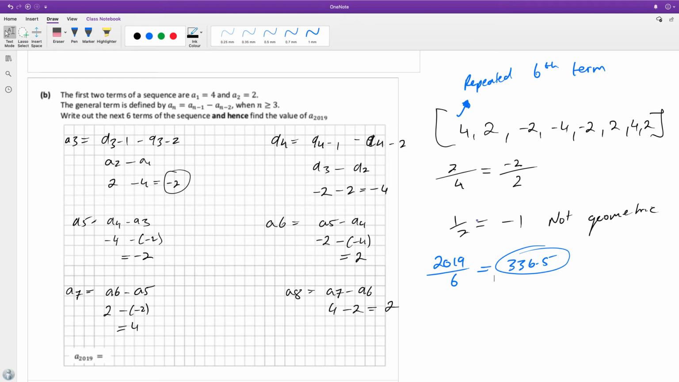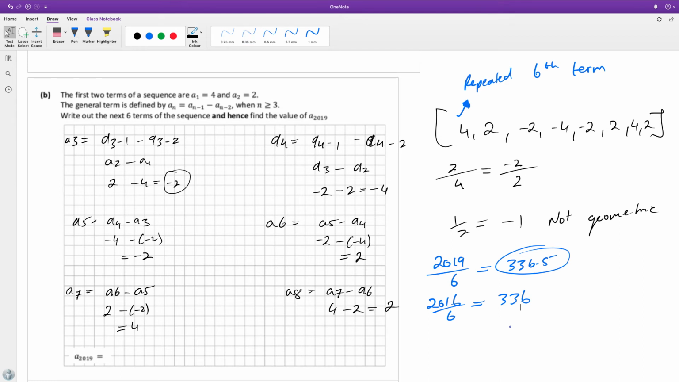2019. Yeah, we're along the right line. We're halfway between the 336th and the 337th pattern. So halfway, for example, you went to 2016 divided by 6. What's 2016 divided by 6?